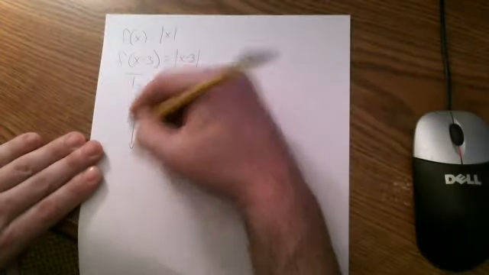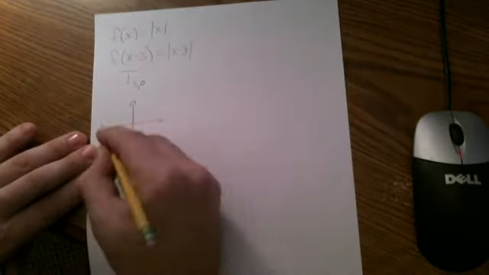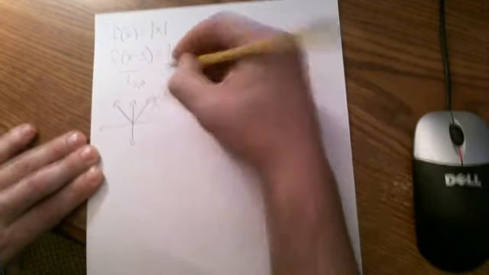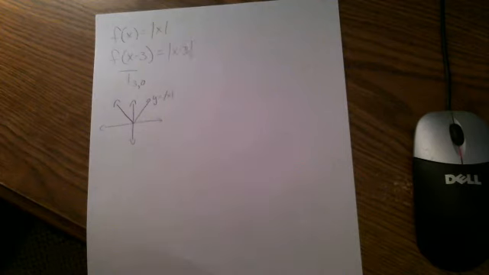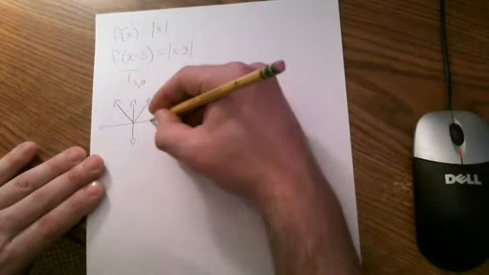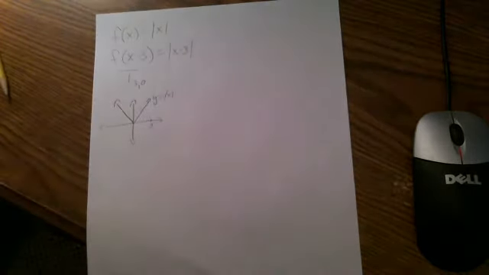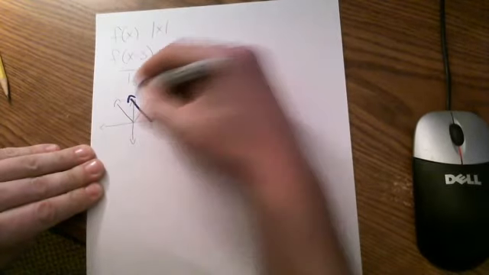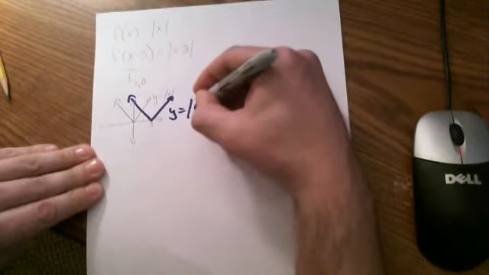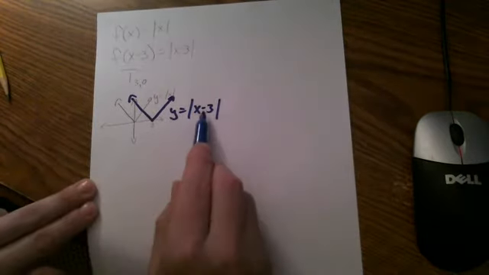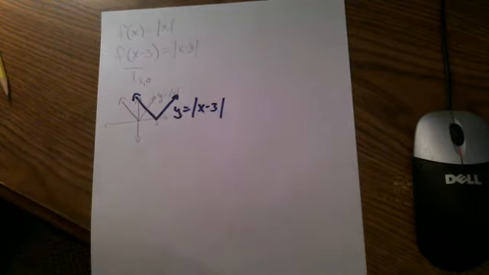So here is the graph of the absolute value of x, which means I know the graph of y equals absolute value of x minus 3 is going to move to the right 3 units. So this vertex will now be right here, if that's 3. So here is the graph of y equals the absolute value of x minus 3. Inside of the function, opposite sign.